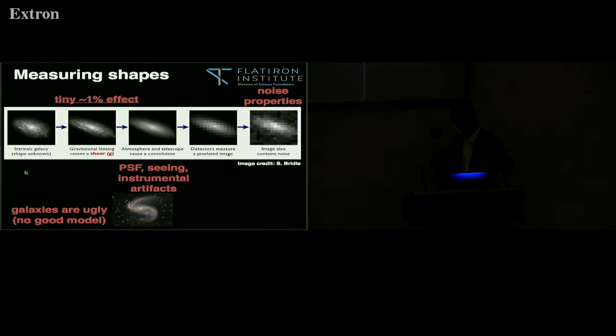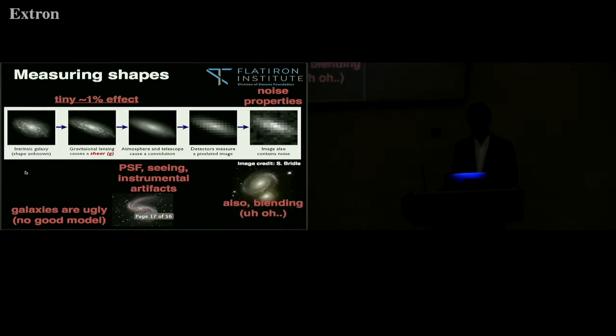So that really limits our ability to build a really good model for this process, to take us from real galaxies to these noisy images that we have. So that means we're always going to get biased results when we do shape measurement, which we need to carefully correct for. And that can be a painstaking process.